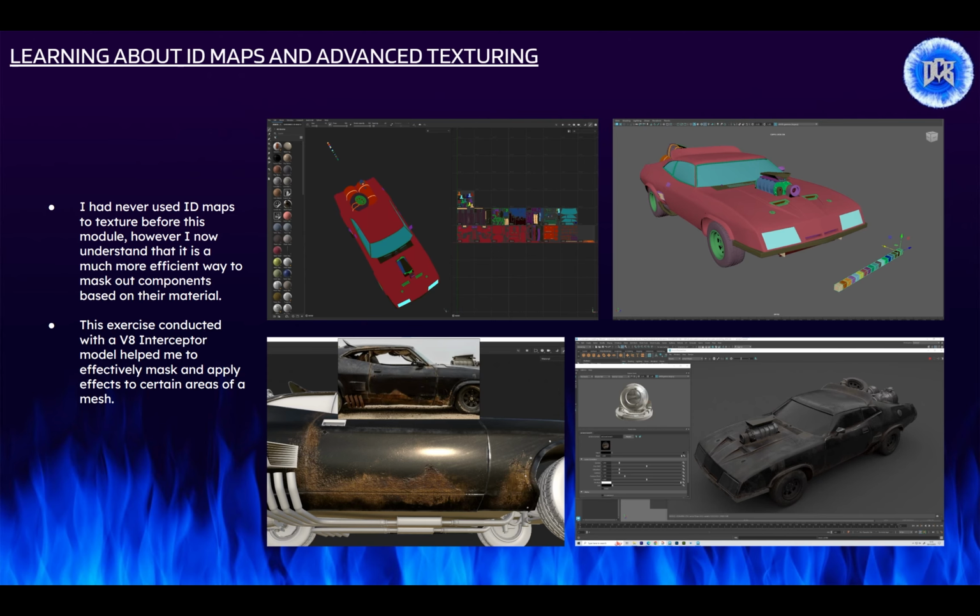I had never used ID maps to texture before this module. However, I now understand that it's a much more efficient way to mask out components based on their material. This exercise conducted with a V8 interceptor model helped me to effectively mask and apply effects to certain areas of the mesh.